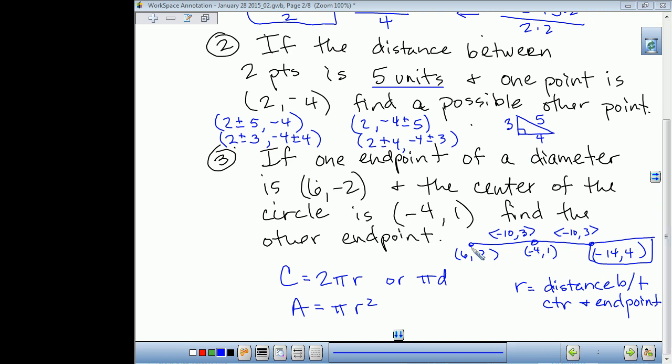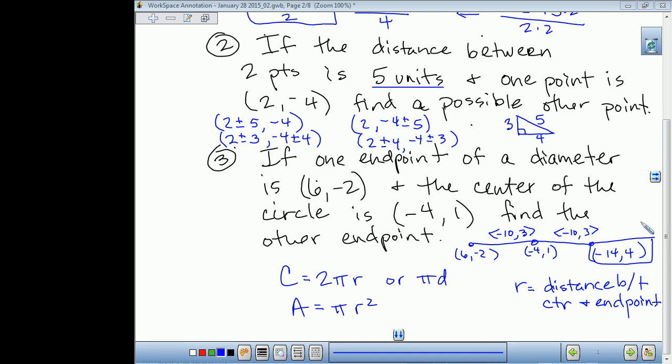Okay, this one. Remember, we thought of it as the vector. What vector gets us from 6, -2 to -4, 1? And so we're going to do a horizontal move of -10, a vertical move of 3. So we have a horizontal component and a vertical component. That gets us to the center. So to get to the other endpoint, we would do the same. So now we know that the other endpoint of that diameter would be -14, 4.